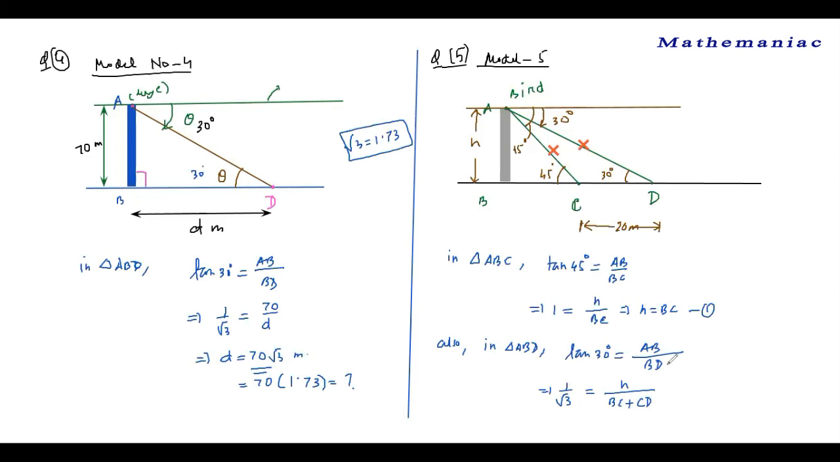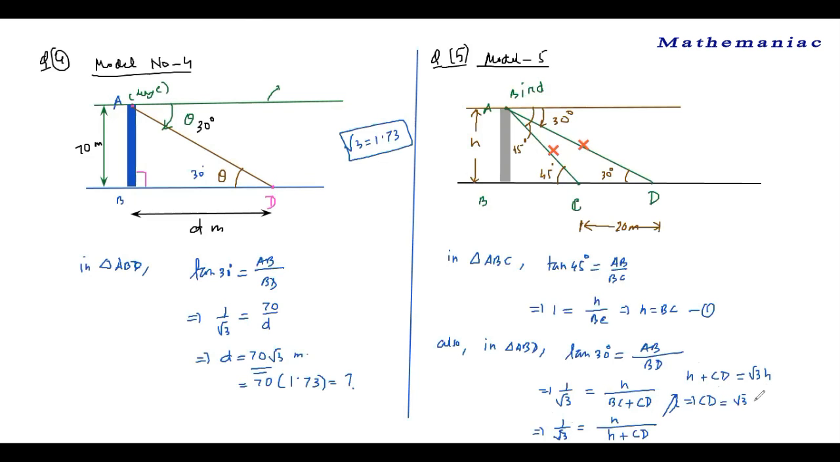Now you can do one more thing right here. Instead of finding the value of BC from here to put it here, put the value of BC here, because in that case H will not be killed. H will still be there, and we need H only. So that will be better. BC is H and CD is here. Now the next step: just do the cross multiplication. What you will get is root 3 into H equals H plus CD.